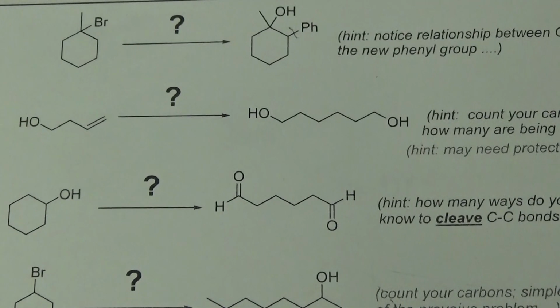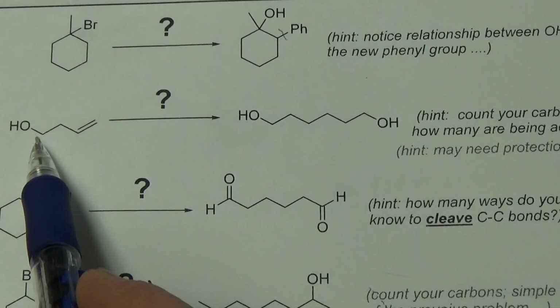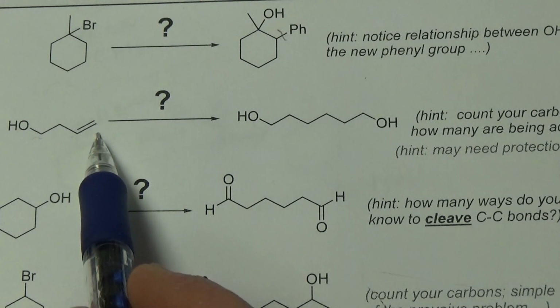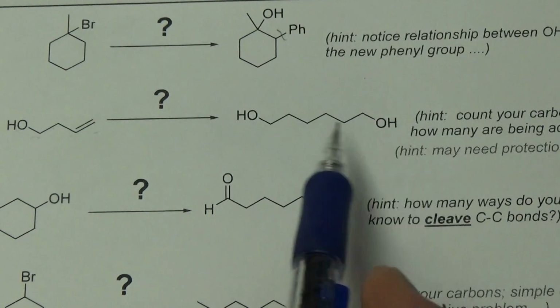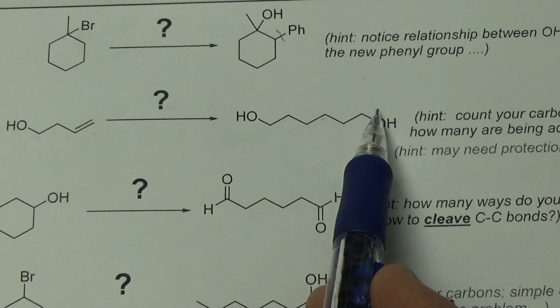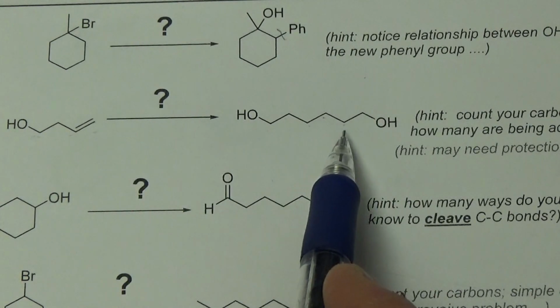Alright, so it looks like we're going to do problem G now, which is an alcohol with 4 carbons, 1, 2, 3, 4, with an alkene on it, and then how many carbons do we end up with? 1, 2, 3, 4, 5, 6. So it's going from 4 carbons to 6 carbons.